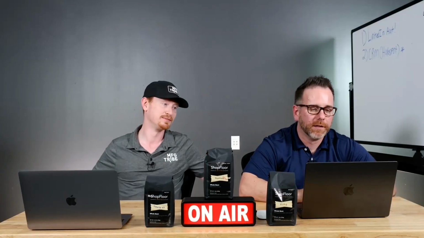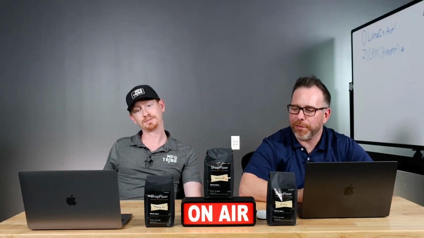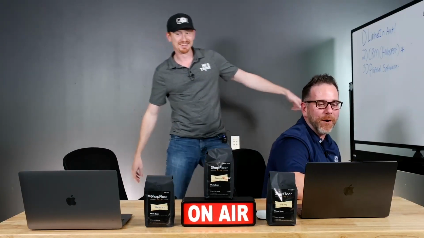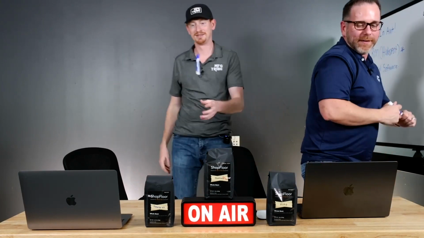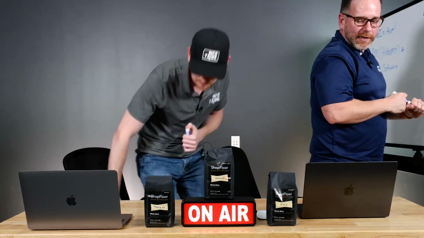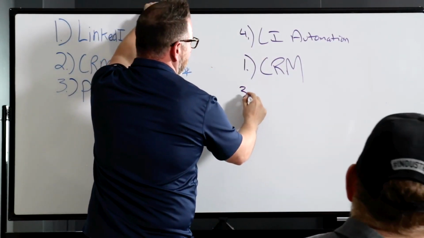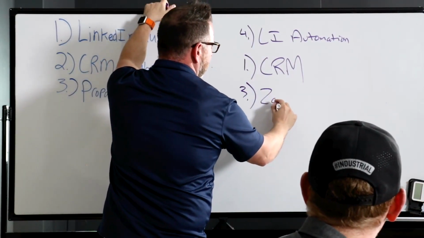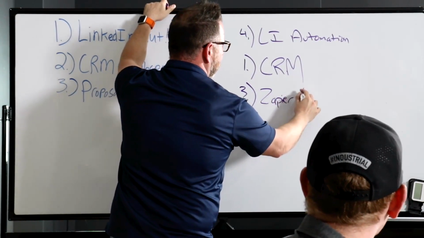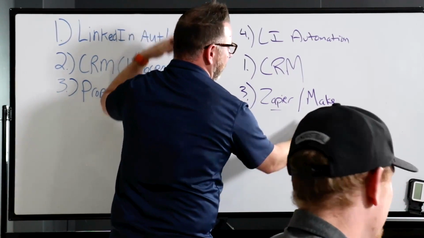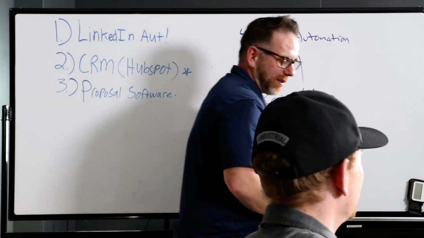All right, let's jump into number 3. What do you got? Throw it up there, big blue. Number 3, you've got proposal software. Okay, I don't have that on mine. I'm going to say number 3 is going to be Zapier / Make. I know some of you know about Zapier, but you're about to get schooled on some Make.